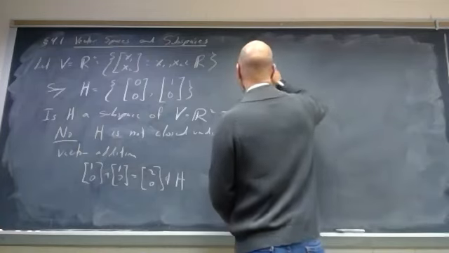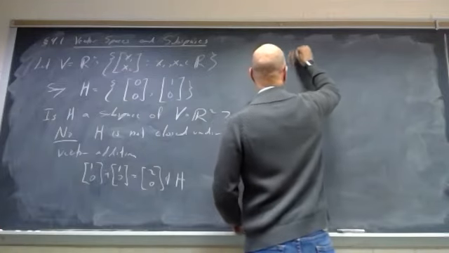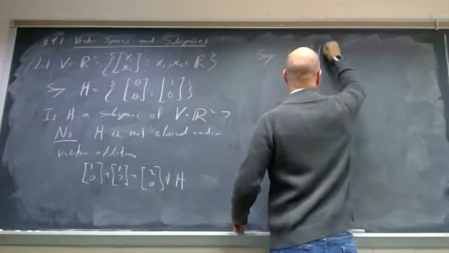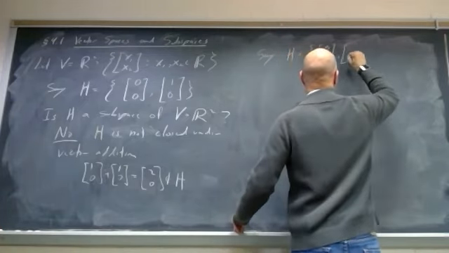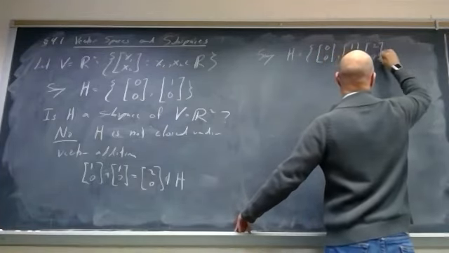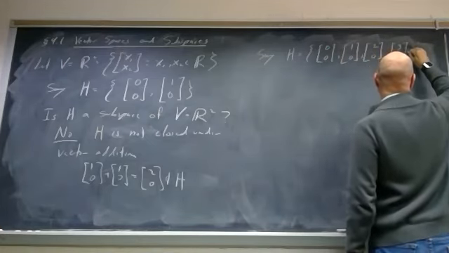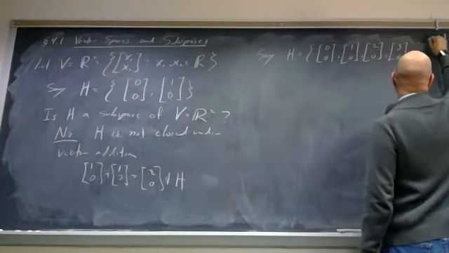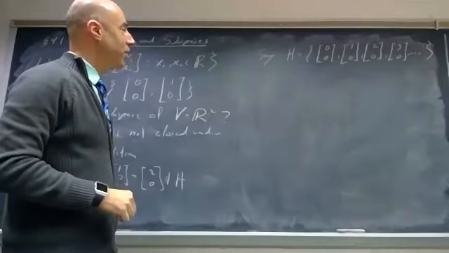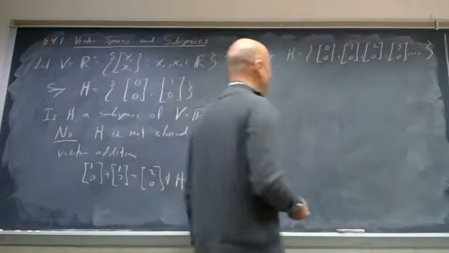So how about this? Say H equals (0, 0), (1, 0), (2, 0), (3, 0), forever. So 4, 0, 5, 0, 6, 0, 7, 0, and so on.